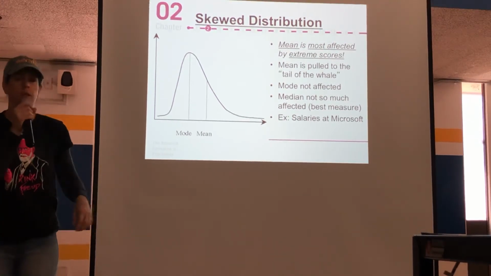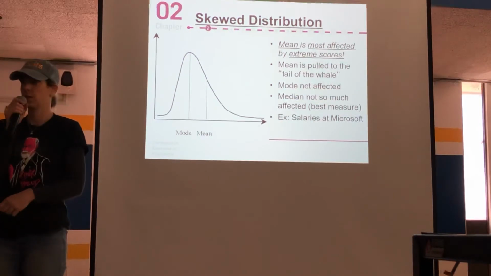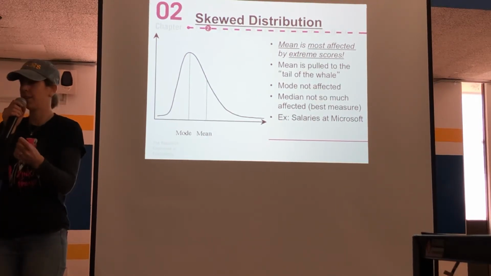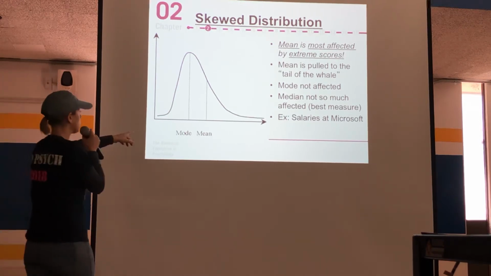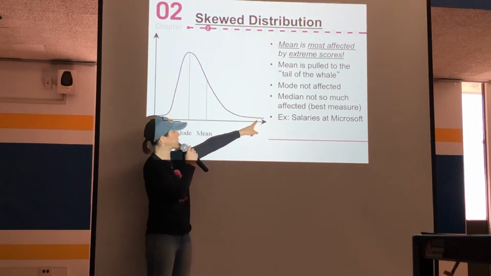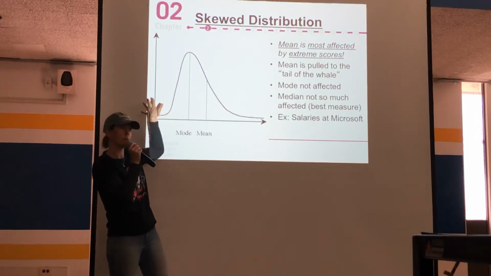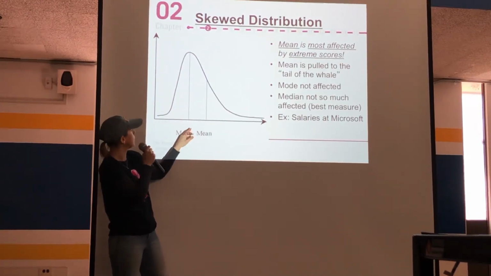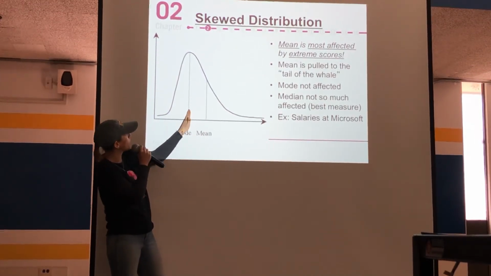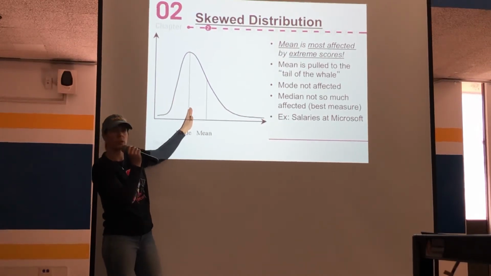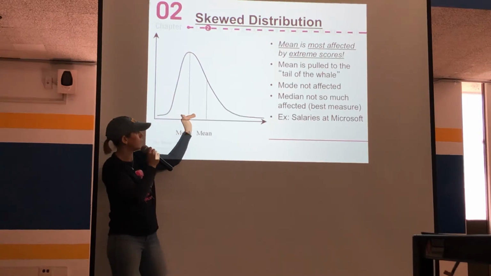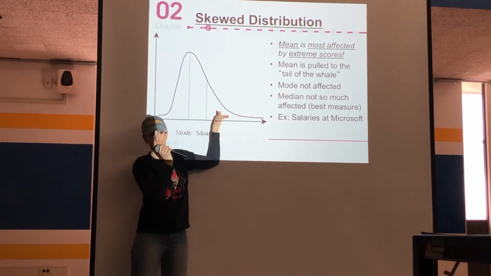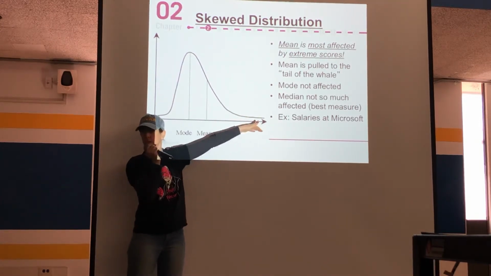Skewed distribution. What's pulling the mean? The outlier. Yes, the mean is pulled to the tail of the whale, meaning toward the outlier. So here's Bill Gates' salary, way above everybody else at Microsoft, right? So the mean usually would be around the mode, if it were like a normal curve, and then Bill Gates' salary is pulling the mean toward it, right? Toward the tail of the whale.